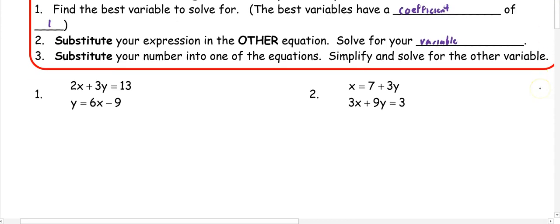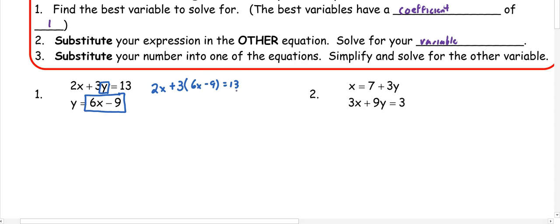So in number 1, we have 2x plus 3y equals 13 and y equals 6x minus 9. So we already have a y equals. We're going to take whatever y is equal to, and we're going to box that. And since it's y equals, we're going to substitute for y in the other equation. Everything else stays the same. We're just replacing y with what y was equal to. So when we do that, we get 2x plus 3 parentheses 6x minus 9 equals 13.